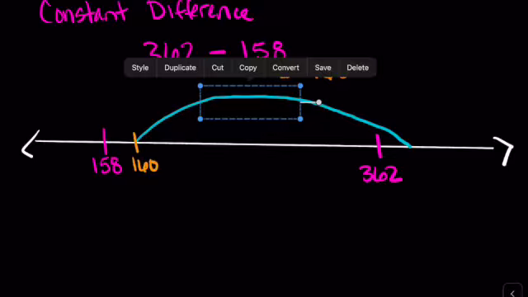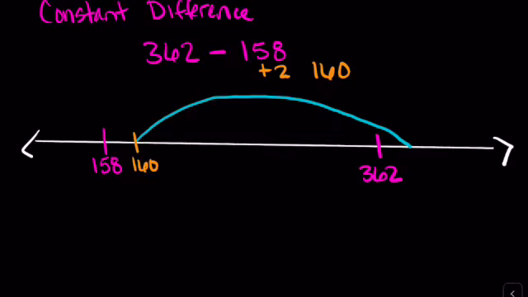Now, when I move that, you can see how I am now ending up over here at the difference between 158 and 362. So I end up giving more to my 362 as well. It would be 2 more also. And so I'm finding the constant difference between 362 and 158 by changing it to the difference between 364 and 160.